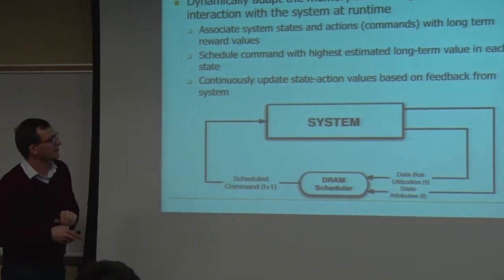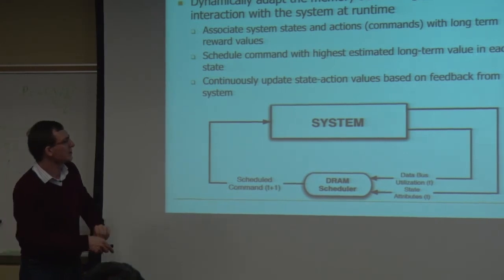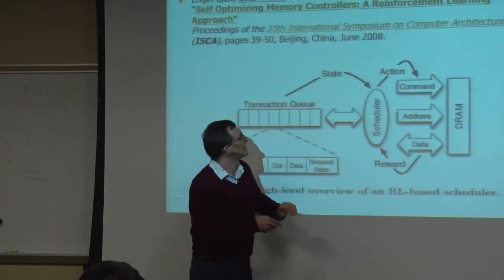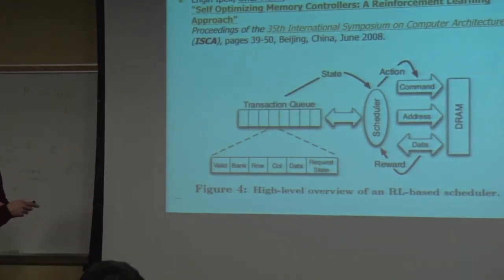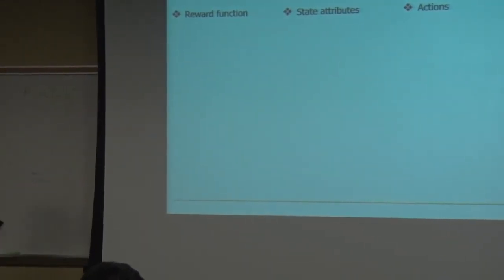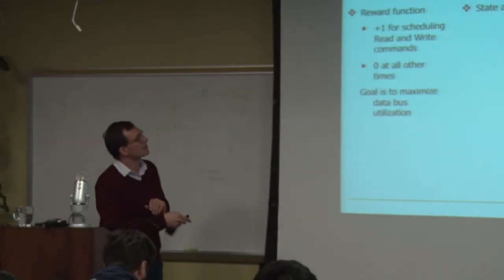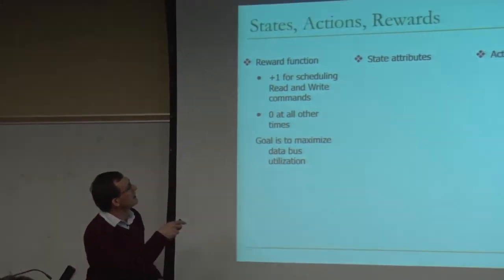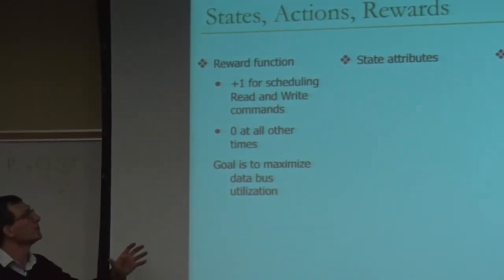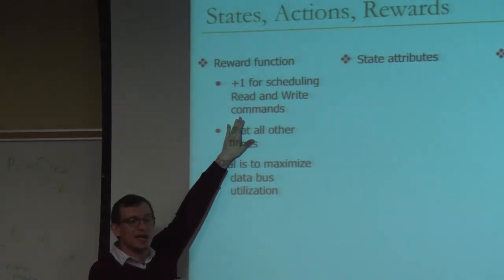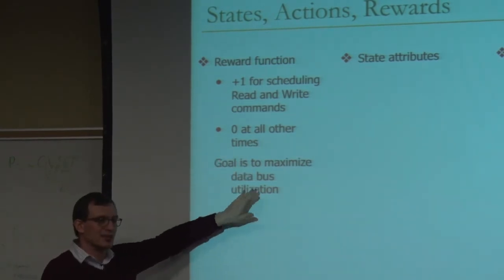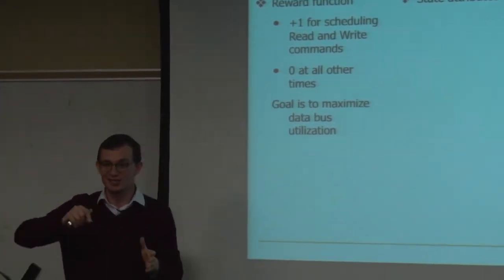OK? Of course, you need to pick the state attributes well, such as which scheduled commands are available at that point in time. And the reward function you need to determine when you design such a controller. And that's the paper that describes the controller. I'm not going to go into detail, but I'll give you what kind of things can be states, actions, and rewards. So for the reward function, if you want to maximize data bus utilization, we can have a value of +1 for scheduling read and write commands. Basically, you would really like to, in the long term, maximize the scheduling of read and write commands, right? Data bus utilization. And you get 0 reward at all other times. Immediately, you may get 0 reward, but that may lead to a lot of 1s later on.